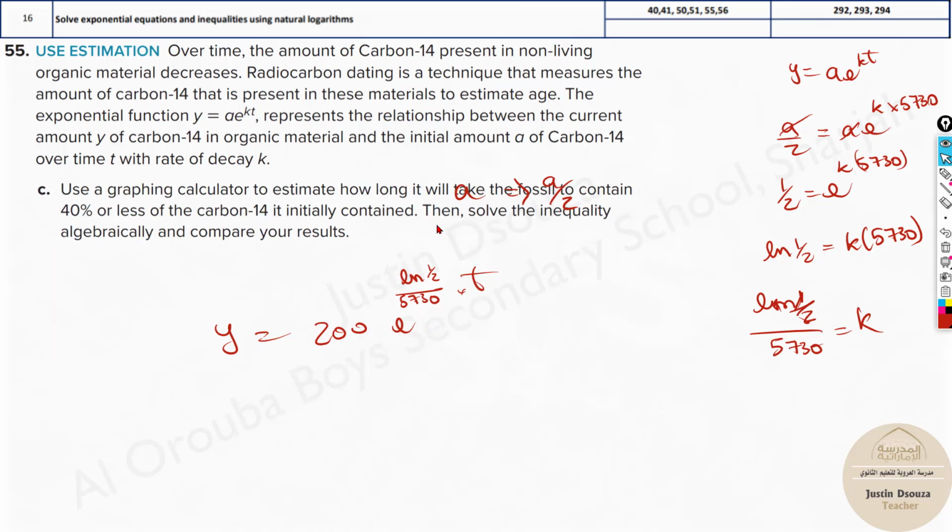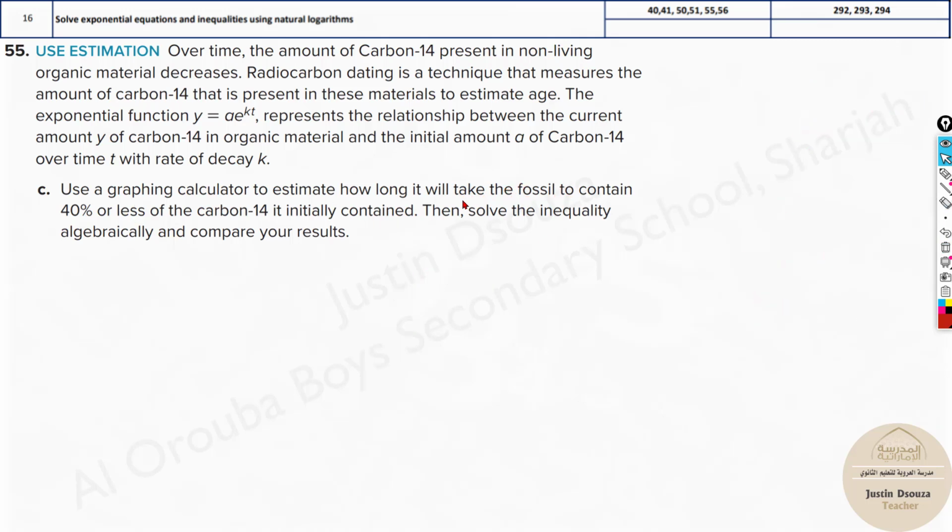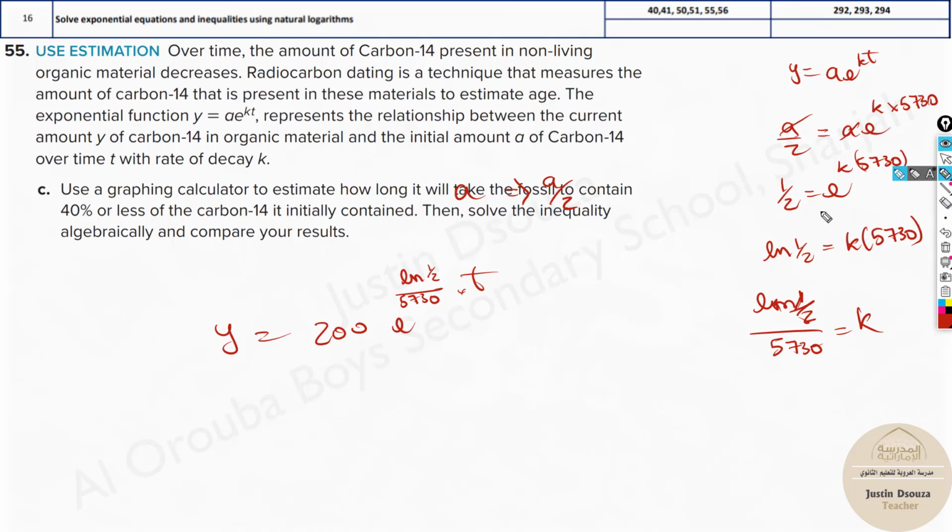Now if they tell you, okay, they have not given time, but they have told you to use a graphing calculator to estimate how long it will take for the fossil to contain 40% or less of the carbon 14 it initially contained. Then solve the inequality algebraically and compare your results. Now here they are asking, what if it is 40%, because it's a decay, right? Now this y turns out to be 40% of 200. So this cancels. Or you can just write over here 40% and over here 1. That's fine, because this always cancels off.